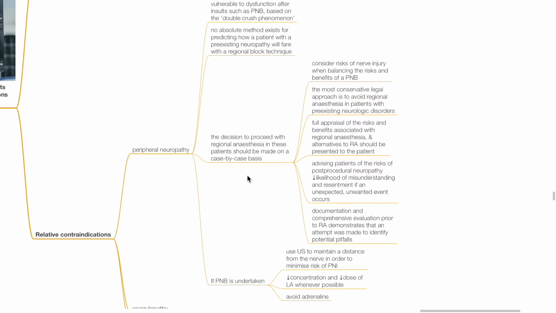unwanted event occurs. Documentation and comprehensive evaluation prior to regional anesthesia demonstrates that an attempt was made to identify potential pitfalls. If PNB is undertaken, use ultrasound to maintain a distance between the needle and the nerve in order to minimize the risk of perioperative nerve injury. Use the lowest concentration and dose of LA possible and avoid adrenaline.